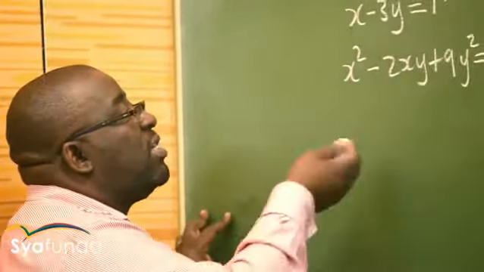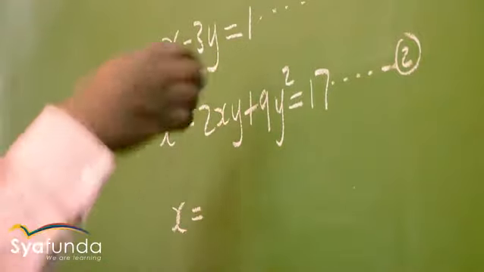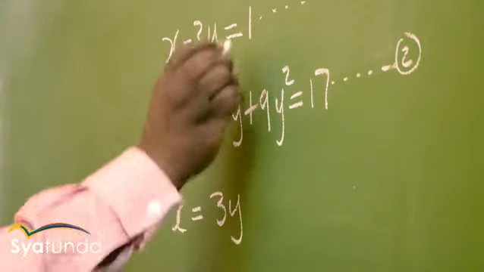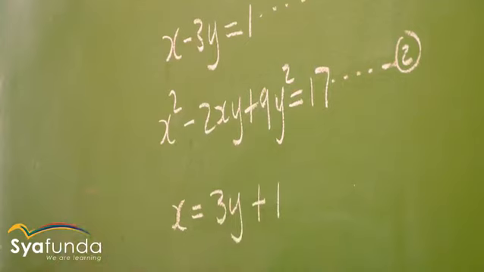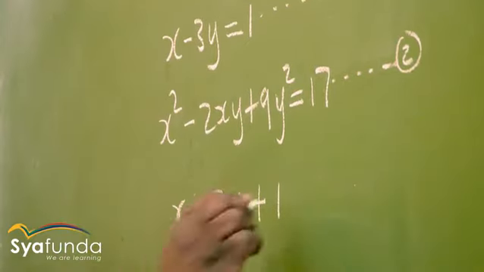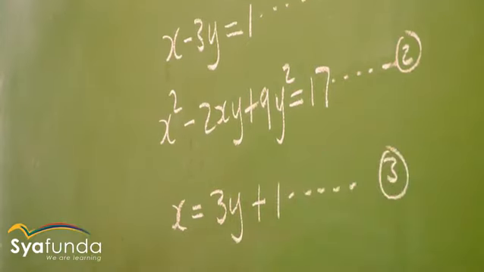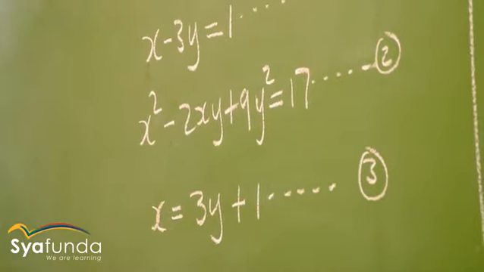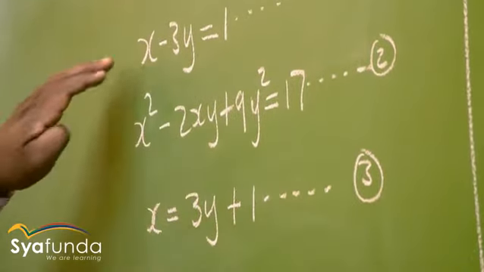The simpler route is to have our x as equals to 3y. Take this 3y this side, it will be positive 3y. Then we'll be left with that one also, 3y plus 1. This is equation 3. Remember, how did we get this equation 3? And where did we get this equation 3? We got it from equation 1.